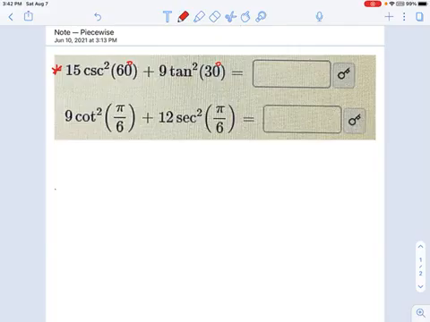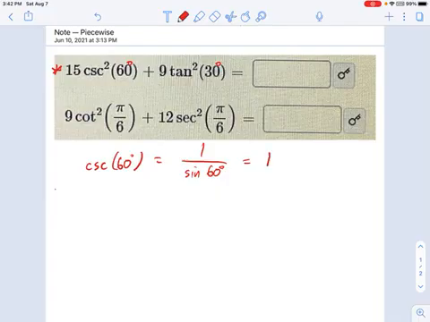Okay, so first, I want to know what is the cosecant of 60. Not the cosecant squared, not 15 times the cosecant squared, just plain old cosecant. And what I do when I think about cosecant of 60, I don't memorize that. I think, well, cosecant of 60 is 1 over sine of 60. Now, I do memorize sine of 60 degrees. So I know this is 1 divided by what's sine of 60? That is radical 3 over 2. So the answer will be 2 divided by radical 3. So that's your cosecant of 60 degrees.